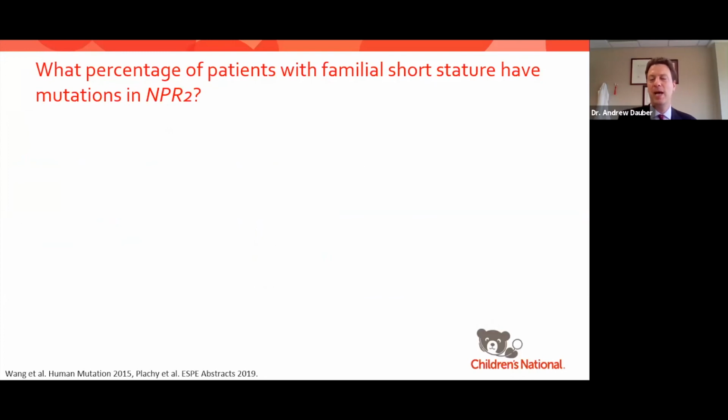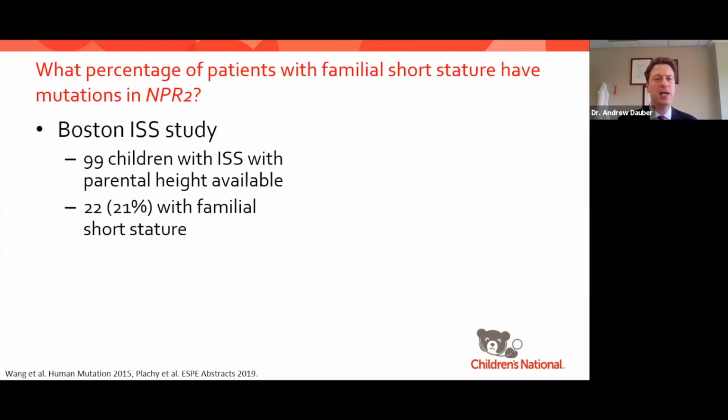Now, we and others asked the question: if you only need one copy of this NPR2 gene to cause short stature, you would think that it would follow a dominant pattern, where that one copy was inherited from one of the parents, and there would be a history of familial short stature. So looking at our study in Boston of patients with idiopathic short stature, we pulled out the 99 children where we had height data available on both parents. And of those, 22 of them, so around 20%, had one parent who also had a height below -2 standard deviations. So we'll call that familial short stature.